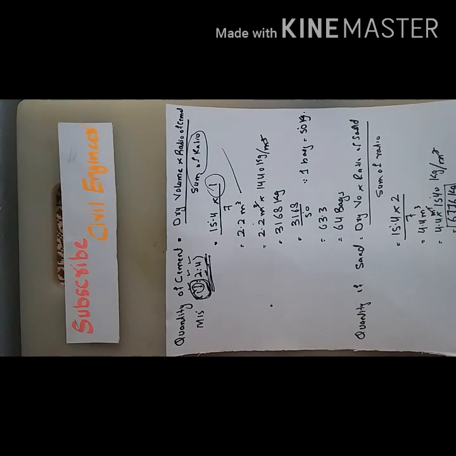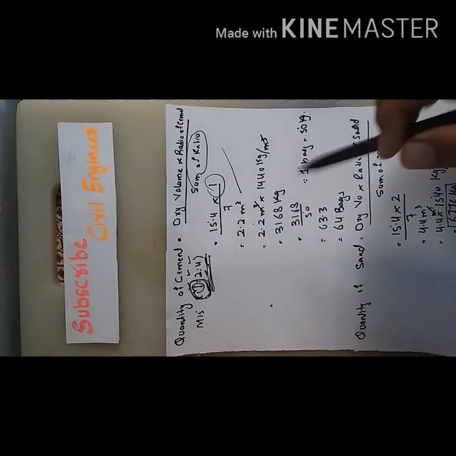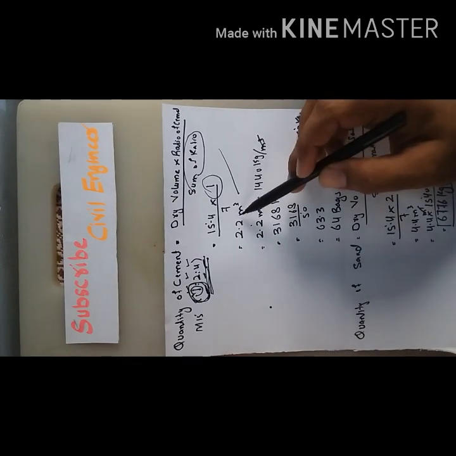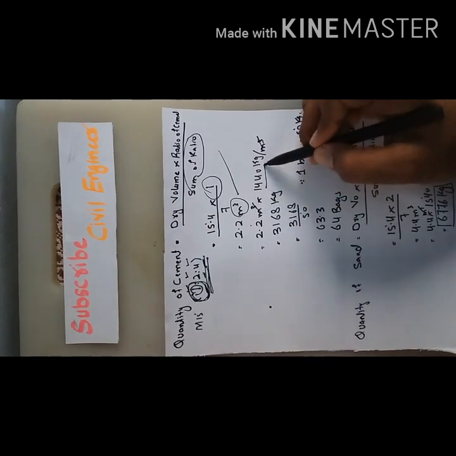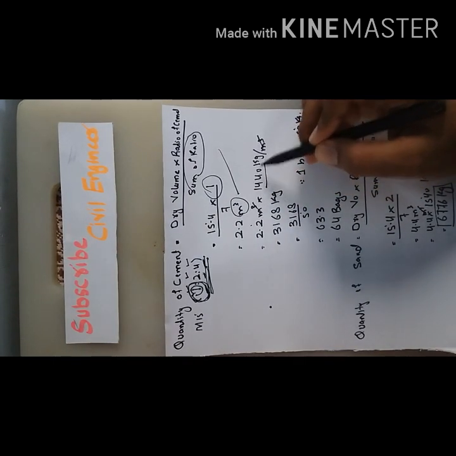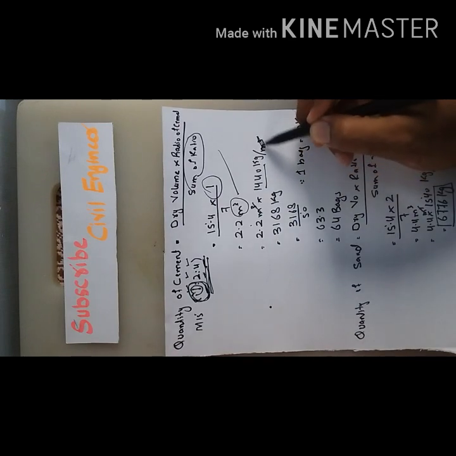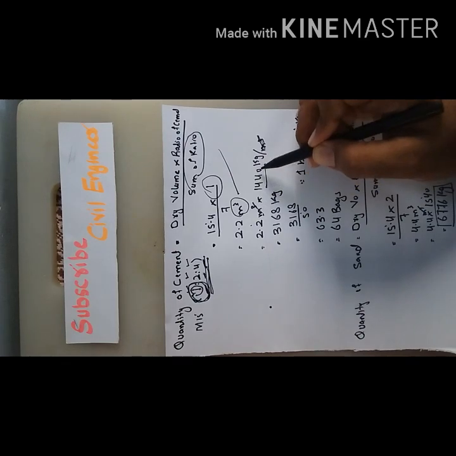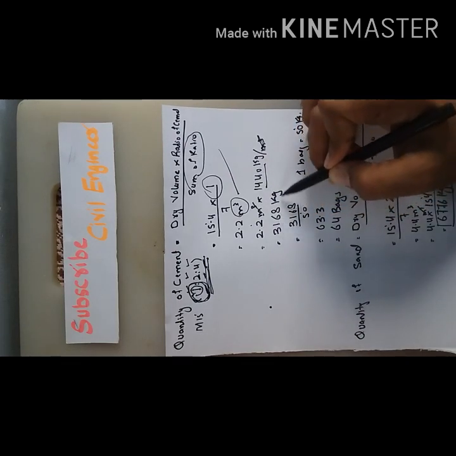Sometimes we need quantity of cement in kg or in number of bags, because if we require cement, we will not call our vendor that give me 2.2 cubic meter cement. He will give you in bags. So we know the density of cement. We multiply this volume by density of cement, and density of cement is 1440 kg per cubic meter. Here cubic meter cancel, and 2.2 multiply 1440 is equal to 3168 kg.